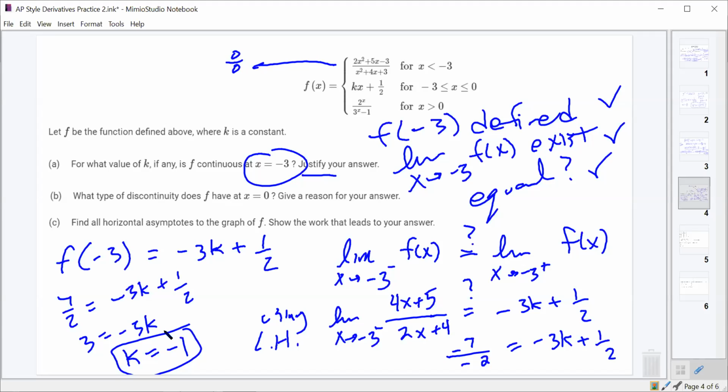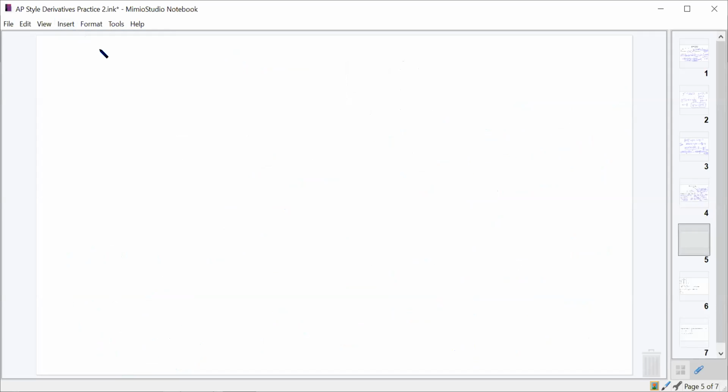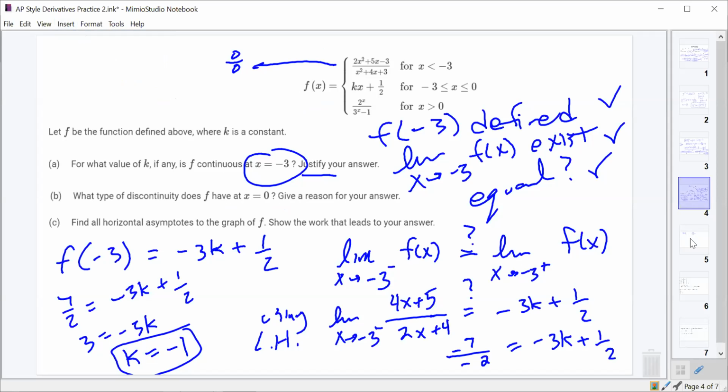All right. For part B, we want to know what type of discontinuity f has at x equals 0. So first off, at 0, from one side, it's kx plus a half. And from the other side, it is 2 to the x over 3 to the x minus 1.